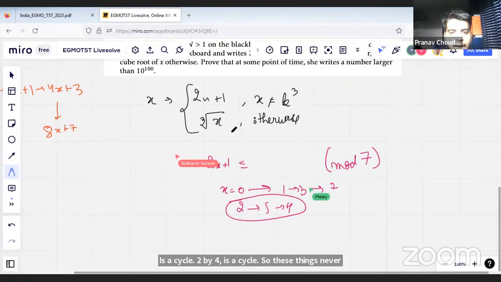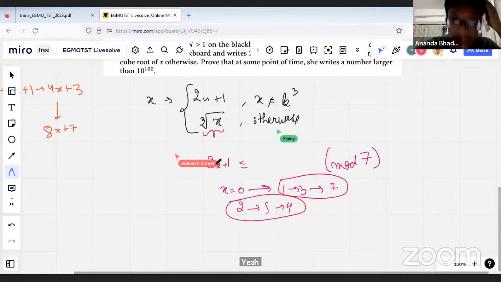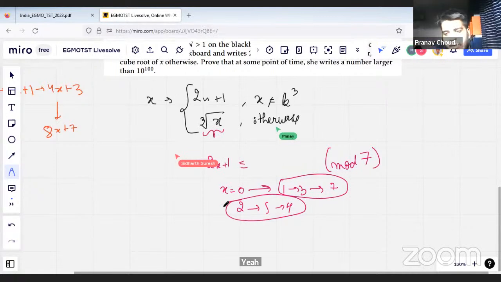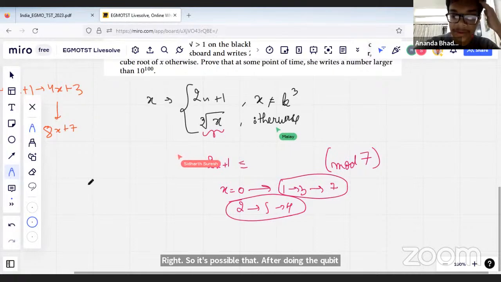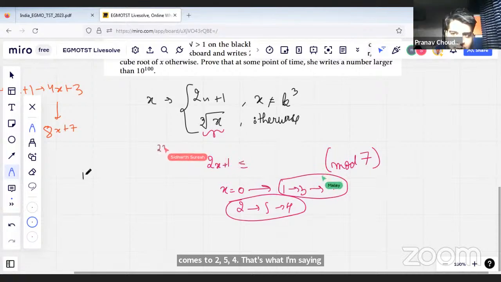Yeah, but let's say it is in the cycle 1, 3, 6 in the beginning, then we also do the cube, right? So it's possible that after doing the cube, it comes to 2, 5, 4. That's what I'm saying. Oh, right. Yes, that's true. You're controlling the modulus of the cube, right? Good question.